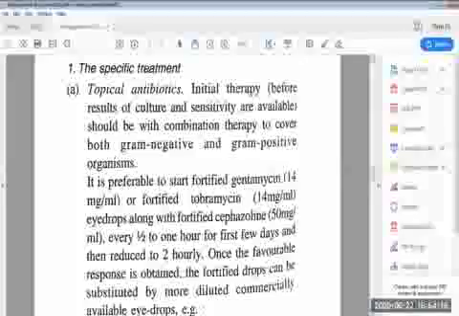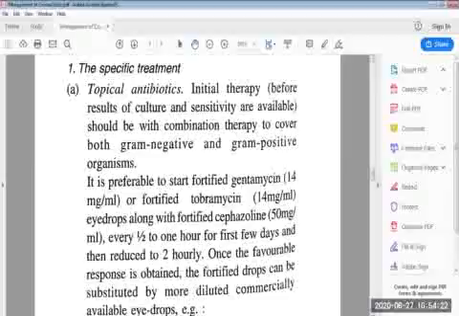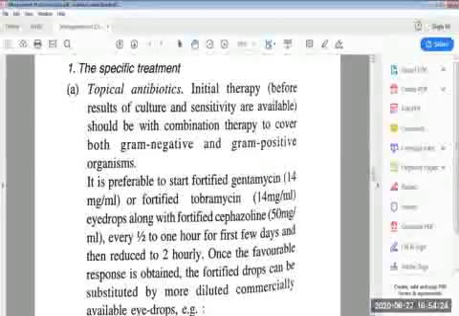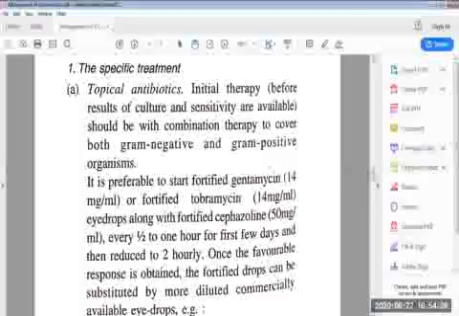Means you will send the sample for culture and sensitivity test, but that will take 2 to 3 days. So we should not wait for the report of the culture and sensitivity and then identify that particular organism, then give the antibiotic. This is the ideal way to do, but bacterial corneal ulcers should be treated as soon as possible because they can affect our vision.